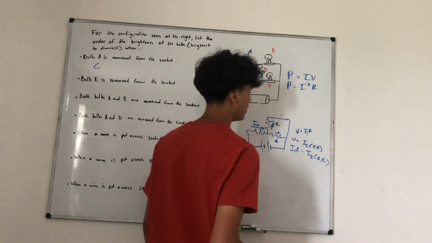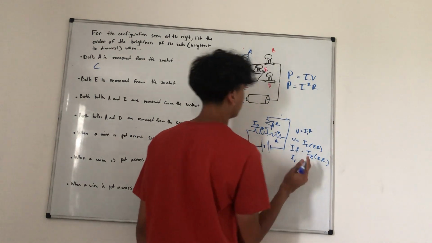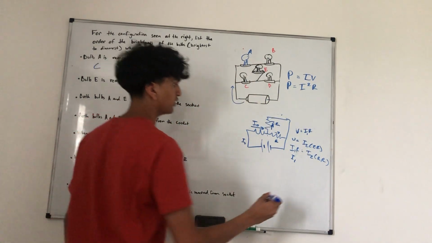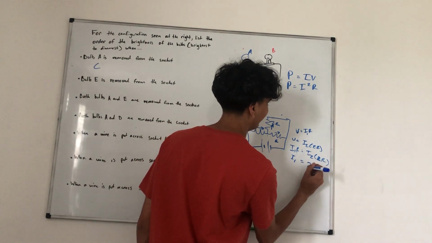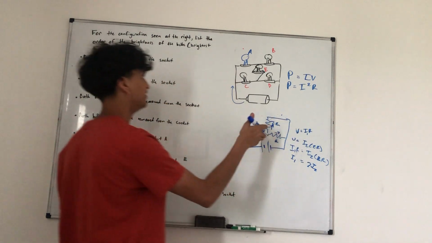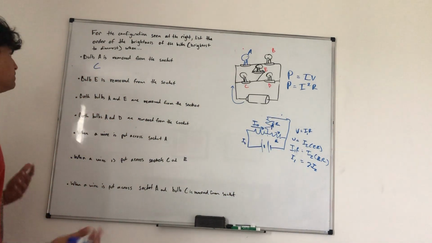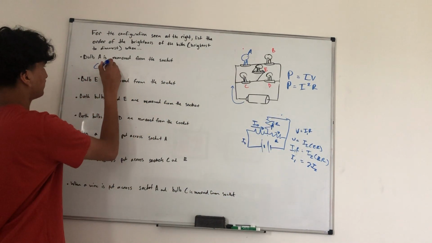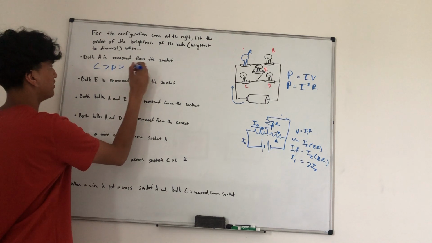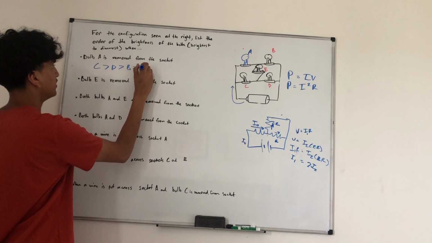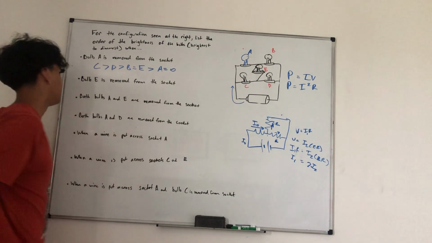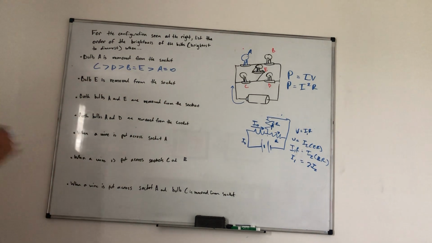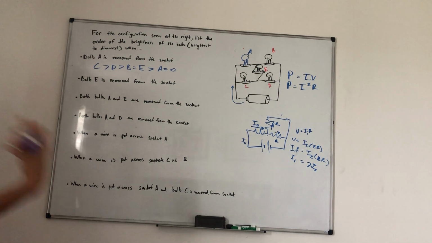then I know that I1, the current going through D, is going to equal 2 times I2. In other words, D is going to have more current than B and E. So C is greater than D, which is greater than B and E. They're equal. And then obviously A is going to have no brightness. It's going to be the lowest, right? There's no bulb there. All right, cool. So hopefully that kind of made sense. And we can go through these next ones with the same sort of thinking.